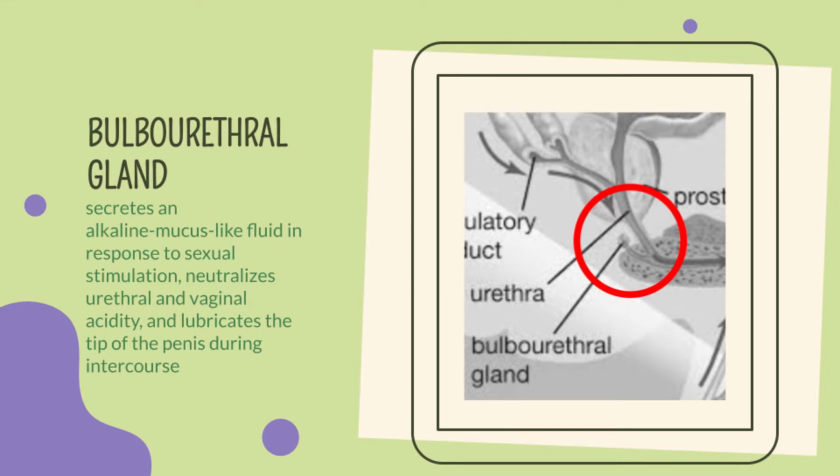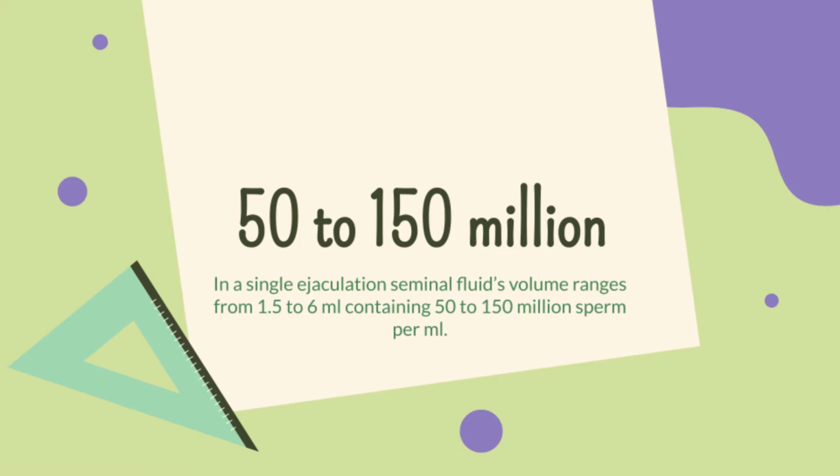Lastly, the bulbourethral gland near the base of the penis secretes an alkaline mucus-like fluid in response to sexual stimulation, neutralizing urethral and vaginal acidity due to urine, and lubricates the tip of the penis during intercourse. In a single ejaculation, seminal fluid's volume ranges from 1.5 to 6 ml, containing 50 to 150 million sperm per ml. Sperm count below 20 million usually presents a fertility problem.